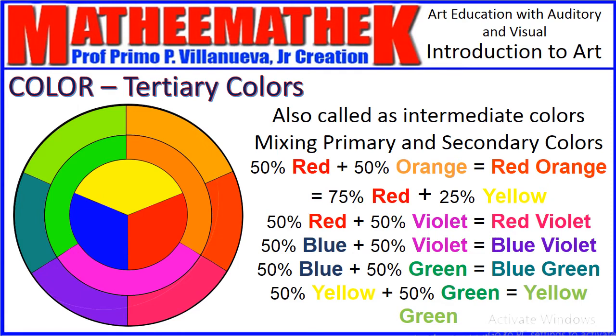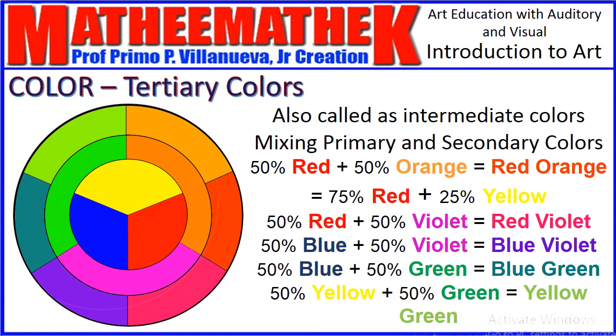Mixing primary to secondary colors with same amount will result to another set of colors, called tertiary colors or intermediate colors. Mixing same volume of red to orange will give us red-orange. They also call it vermilion. Conventionally, the name of the resulting color must start with a primary, then secondary name.